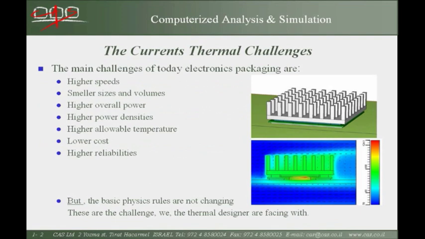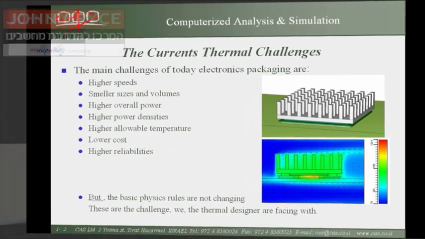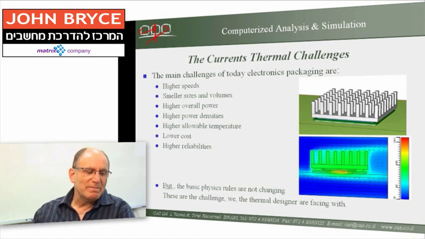The main challenges of today's electronic packaging are higher speed of the electronic components, smaller size and volumes, higher overall power of the system and the components, higher power densities at all levels, higher allowable temperature of the component at the system level, lower cost needed by the manufacturers and the customers, and higher reliability in order to withstand a lot of years. But the basic physics rules did not change. Those are the challenges we, the thermal engineers, are facing.